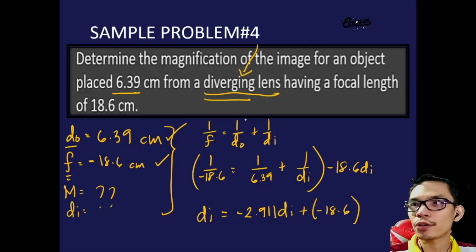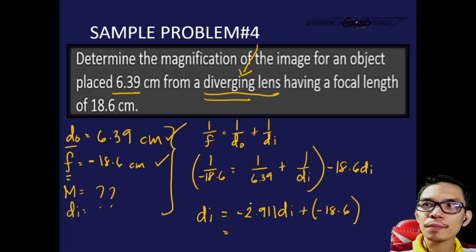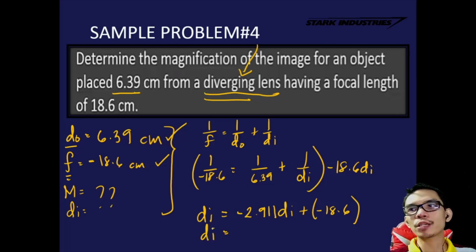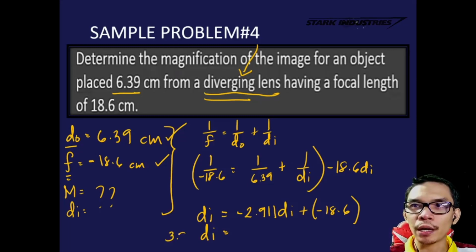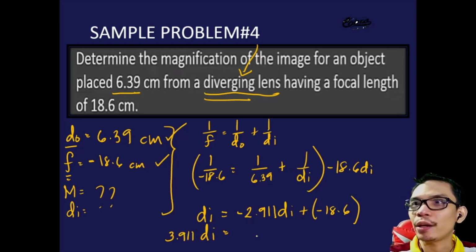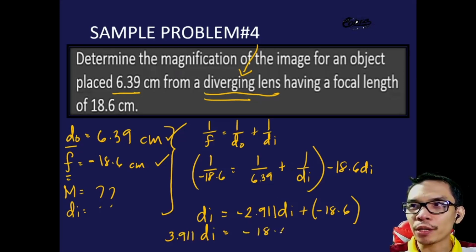Okay, so there you have it. We will transpose this one to the other side. So the d sub I should be 2.911 plus 1, so that will be 3.911, positive. And we have here the negative 18.6.